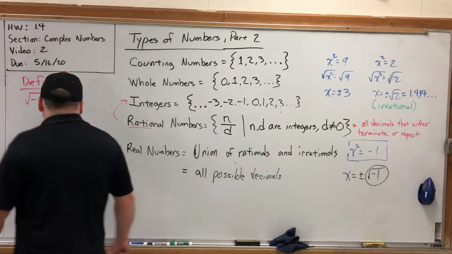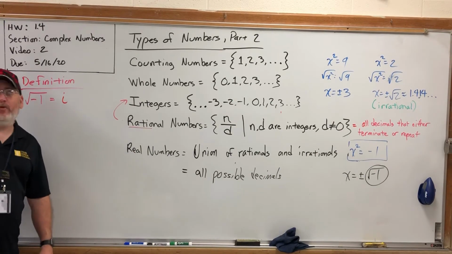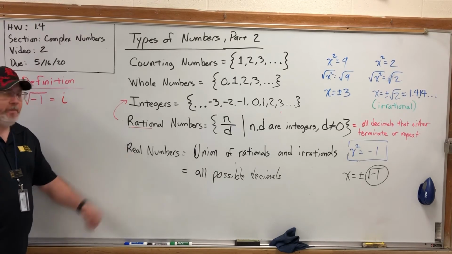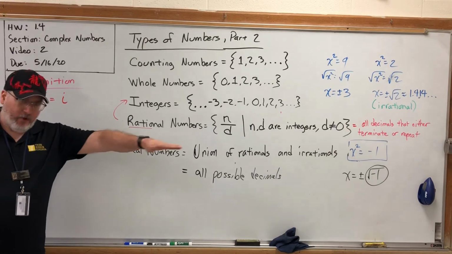So why do you think they chose the letter i? I'll give you a hint. They needed a word that meant not real. And that word was actually imaginary. This is the definition of an imaginary number. It doesn't mean it doesn't exist. It just means it's not real, aka on the real number line.